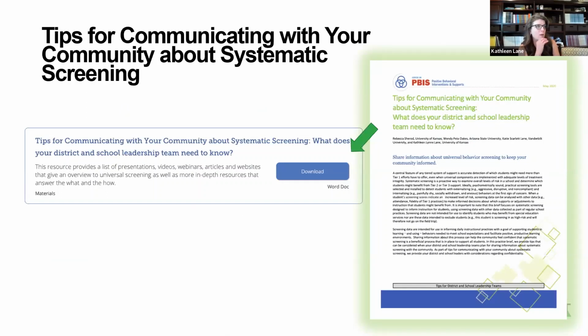In addition, Rebecca led this wonderful resource about how to communicate with your community about systematic screening, because it is not a secret and we want to be transparent. Like, you want to be able to say, we screen three times a year to see how your student's doing academically and in terms of behavioral health. We screen for vision and for hearing, and it's not used to exclude. And I cannot emphasize that enough. We don't want to use these data to exclude.